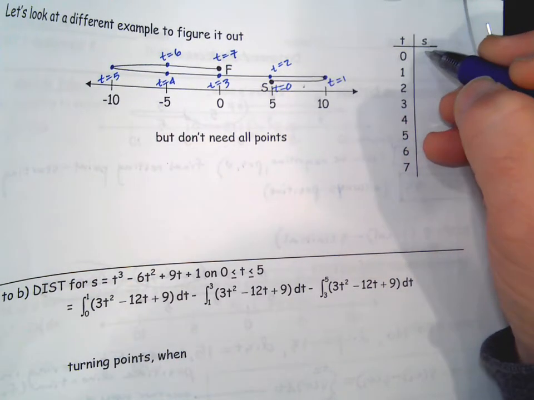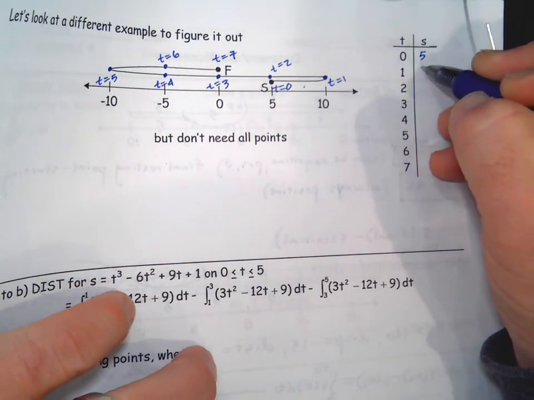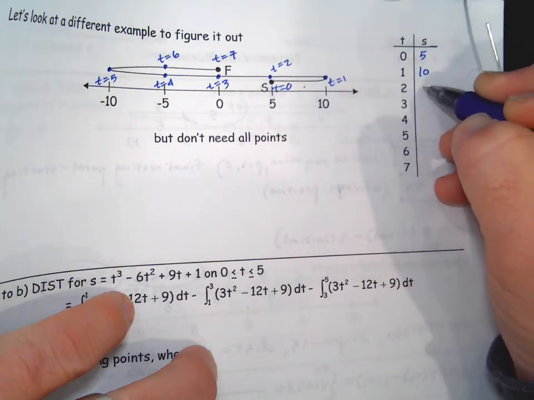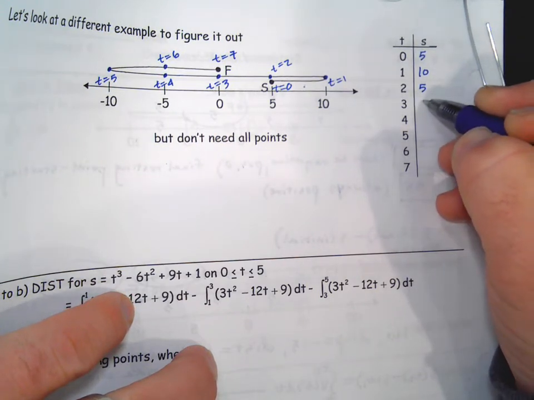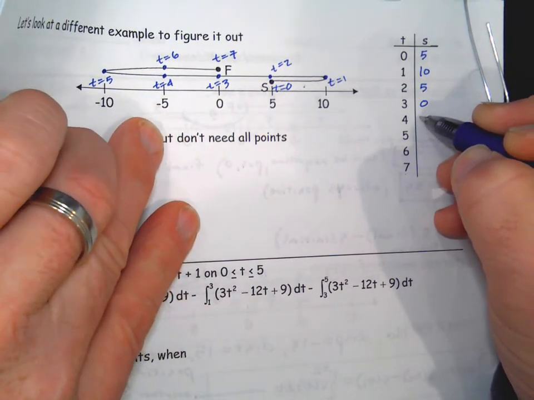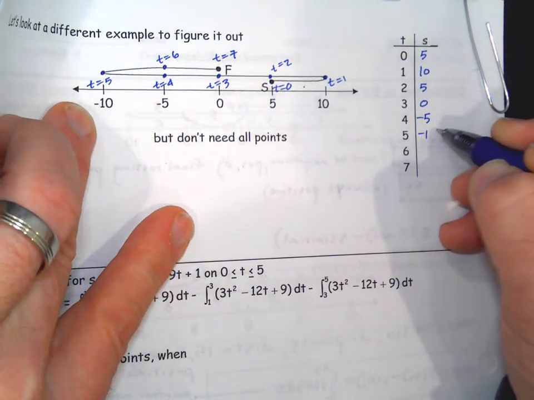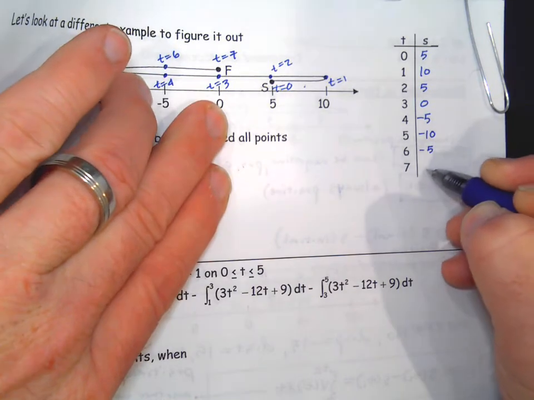So at time 0, it's at 5. At 1, it's at 10. At 2, it's at 5 again. At 3, it's at 0. At 4, it's at -5. At 5, it's at -10. At 6, it's at -5. And at 7, it's back to 0.